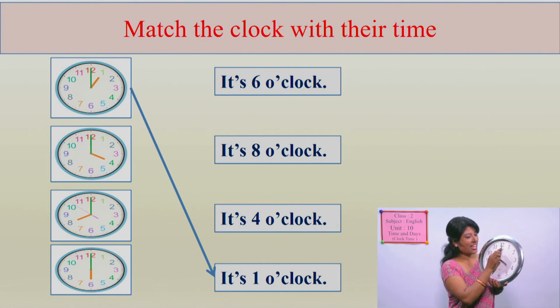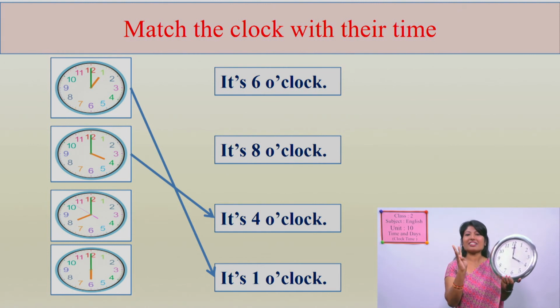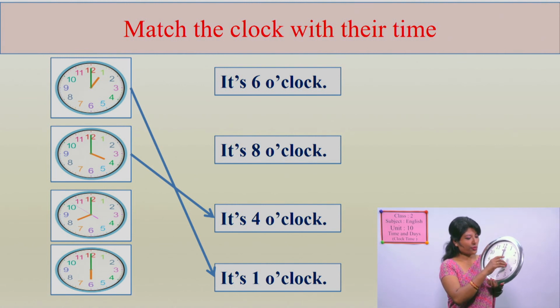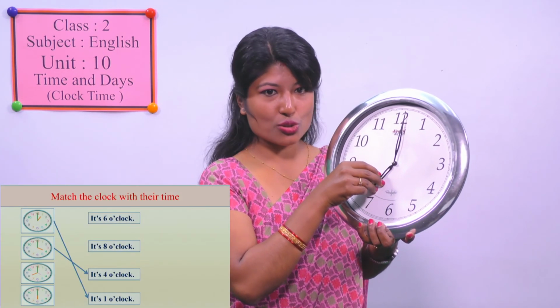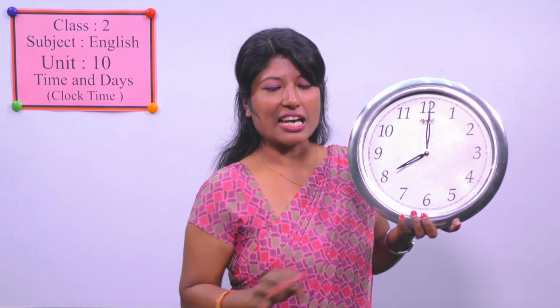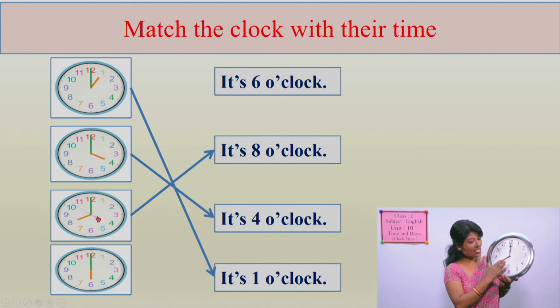Pointing to 4, and the longer hand is here at 12. Now what's the time? The time is 4 o'clock. It is 4 o'clock. Now the longer hand remains at 12. Now I will move the shorter hand to another number. So what time is it? And it is given in the picture as well. It is 8 o'clock.